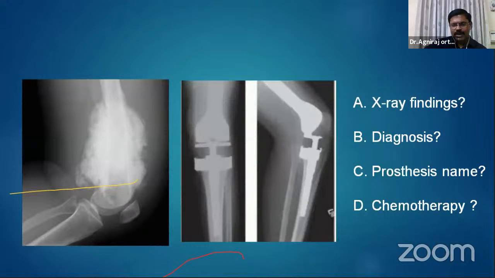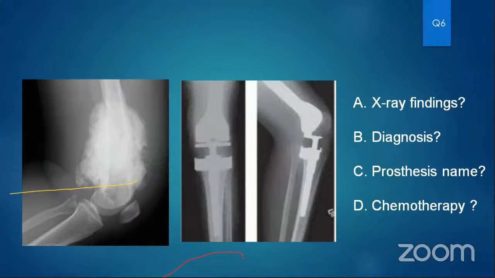So the treatment of choice for osteosarcoma, if it is a primary conventional type, is neoadjuvant chemotherapy, followed by wide surgical excision and reconstruction, followed by adjuvant chemotherapy. You should say all these three things. That is the treatment of choice for high-grade conventional osteosarcoma.